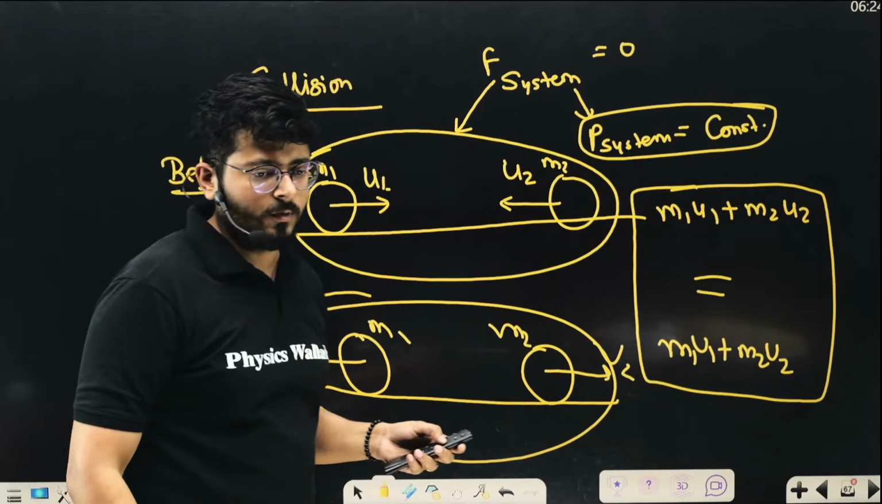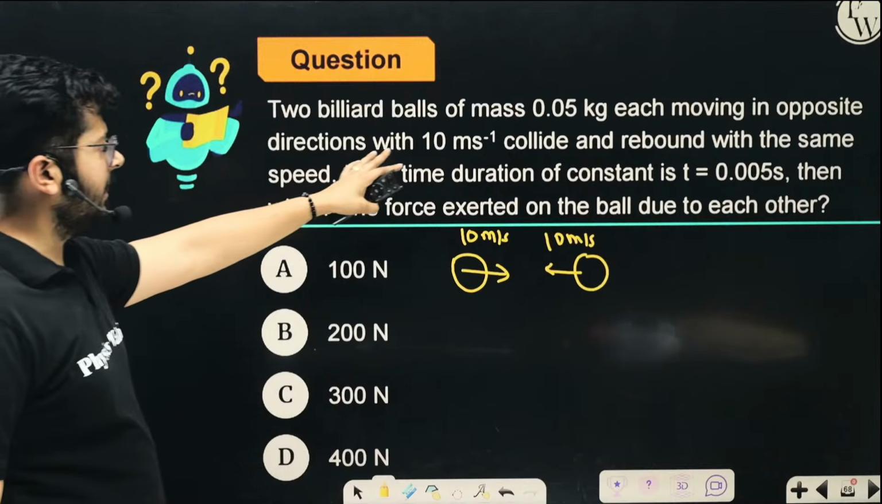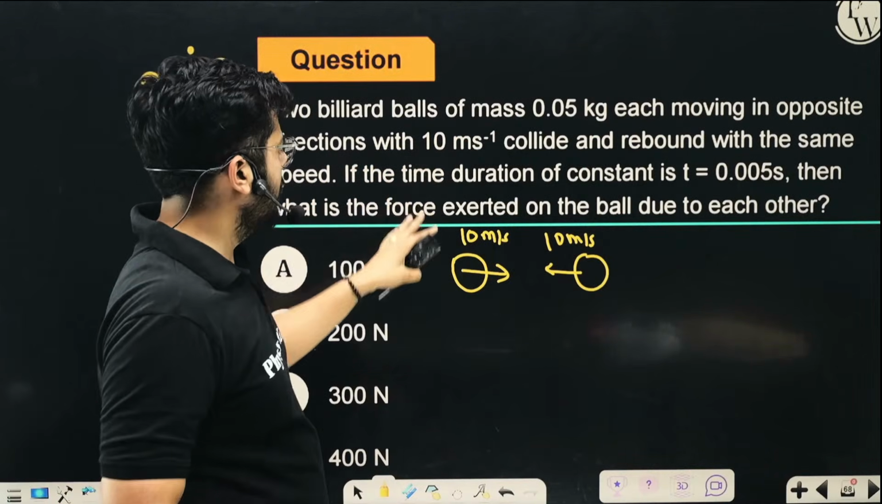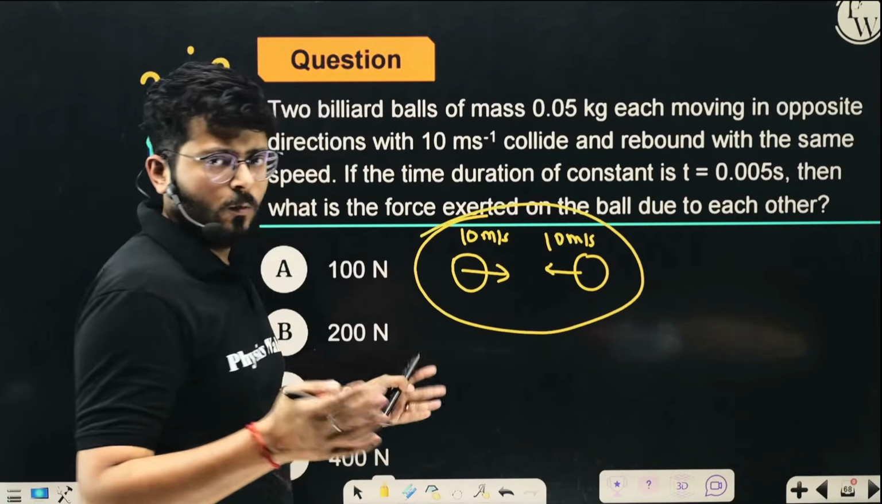So let's move on and talk about the next part. By looking into this, nobody is applying a force on the system. There are two billiard balls. Look at these two billiard balls as a system. They are going to collide with each other.